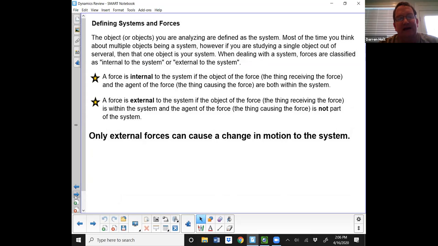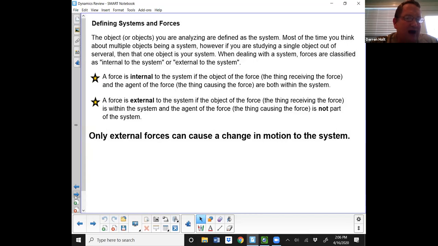Right, defining systems. We're going to talk about systems today that have only one object in them, and we're going to look at systems that could have more than one object in them. Even if a system has more than one object, you may only want to look at one of the objects in that system, right? So when you do your analysis, you may only want to choose one of the objects, right?